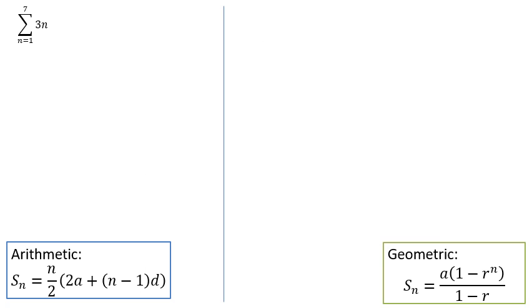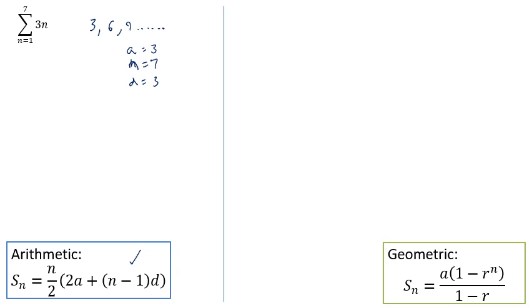So starting with this question up here, my recommendation is always write out the first few terms of the series. So here the first term is 3, the second term is 6, the third term is 9, and so on. Therefore, this is an arithmetic series, and so we are going to use this formula. I'm going to write out that a is 3 because a is the first term. N is 7: 1, 2, 3, 4, 5, 6, 7.